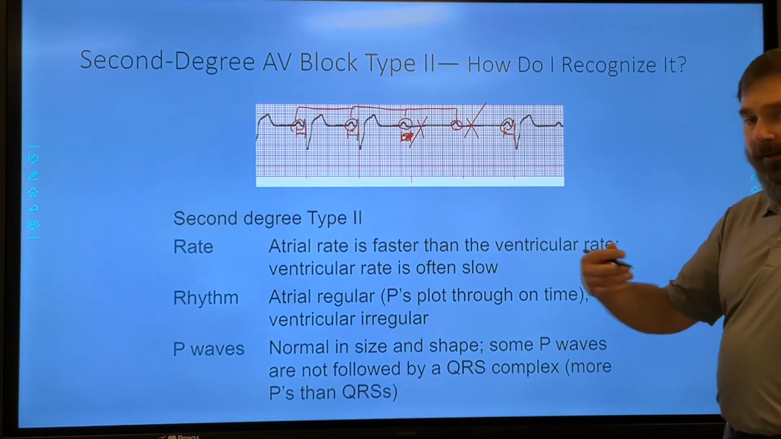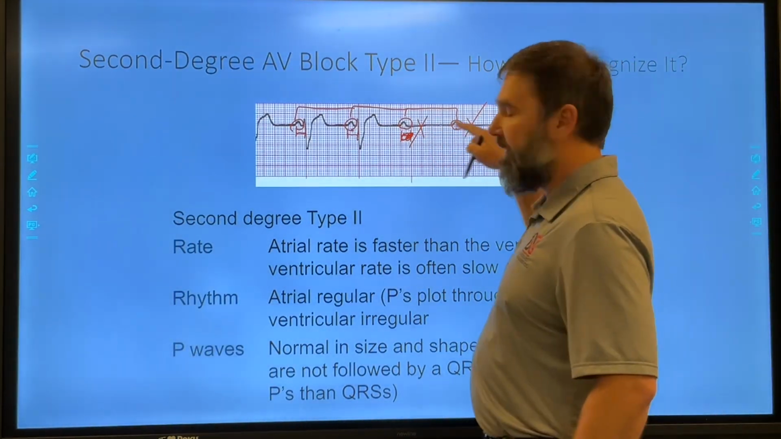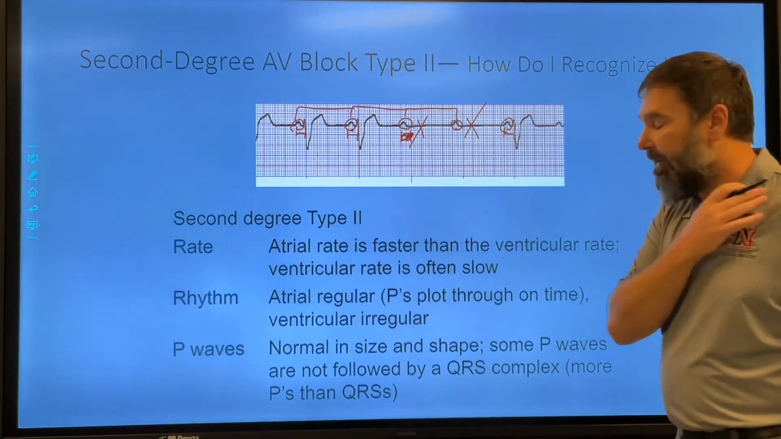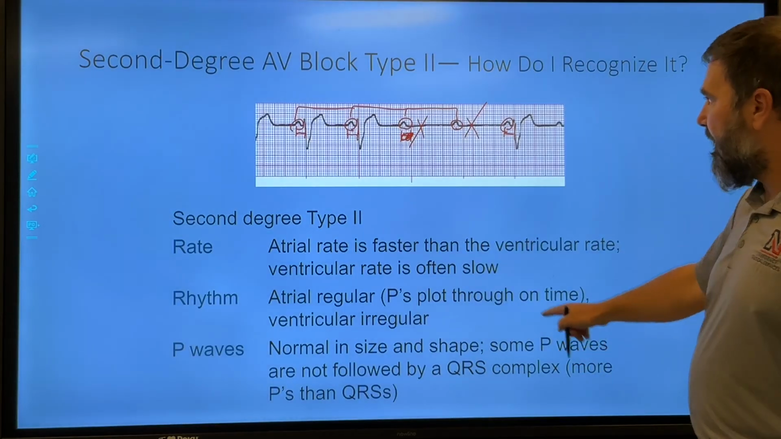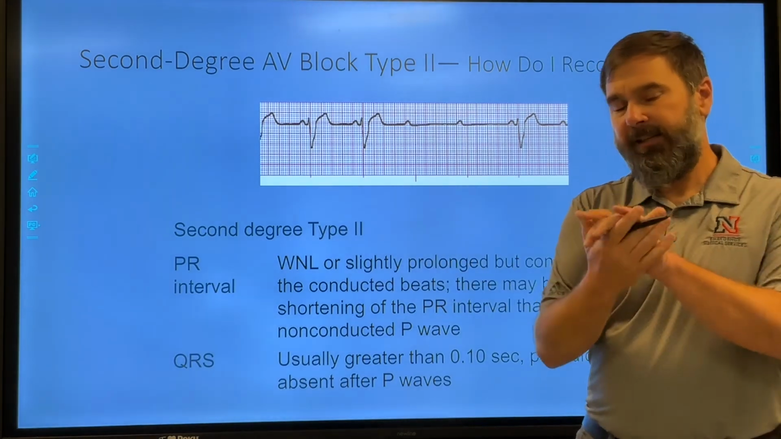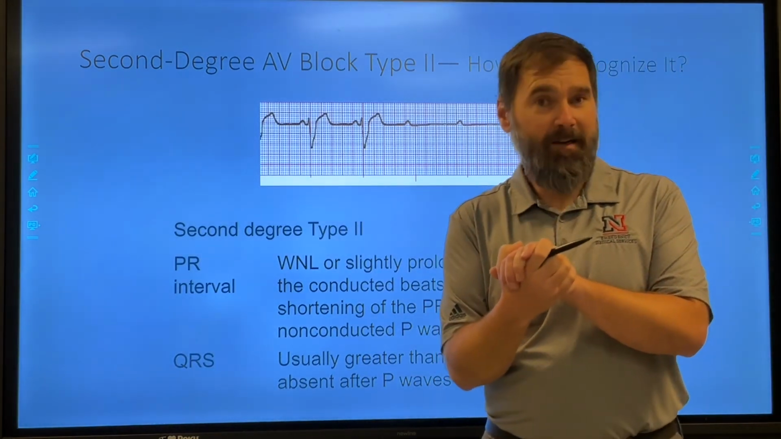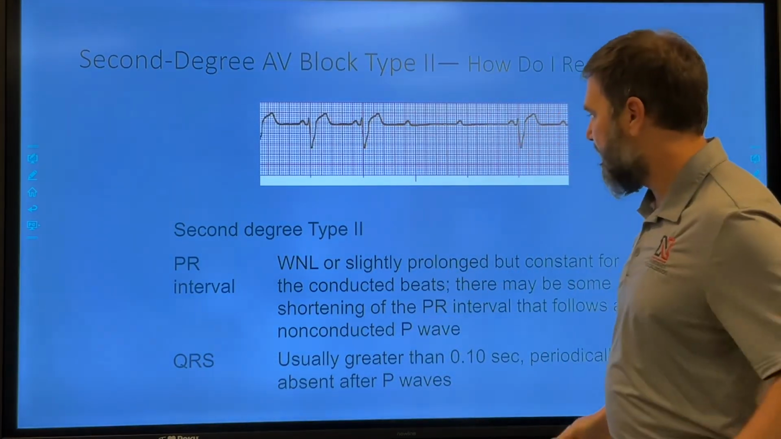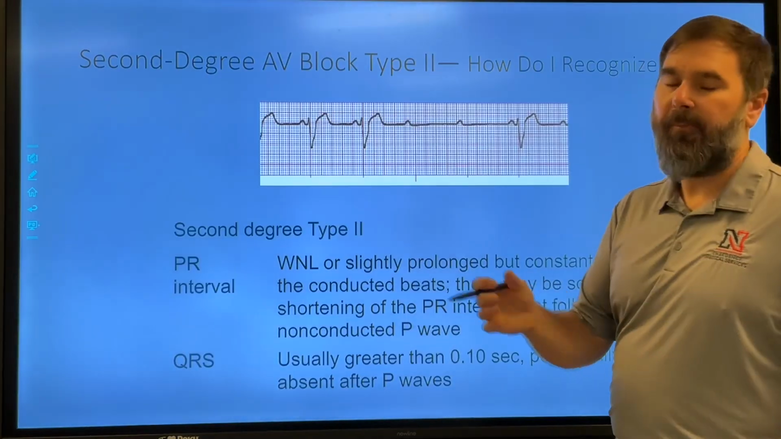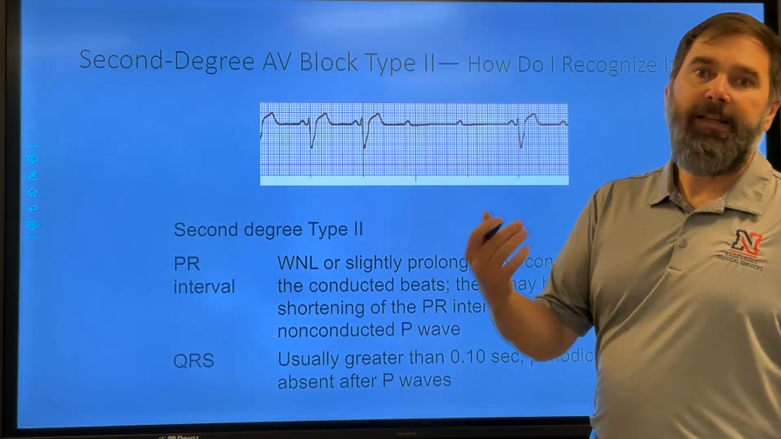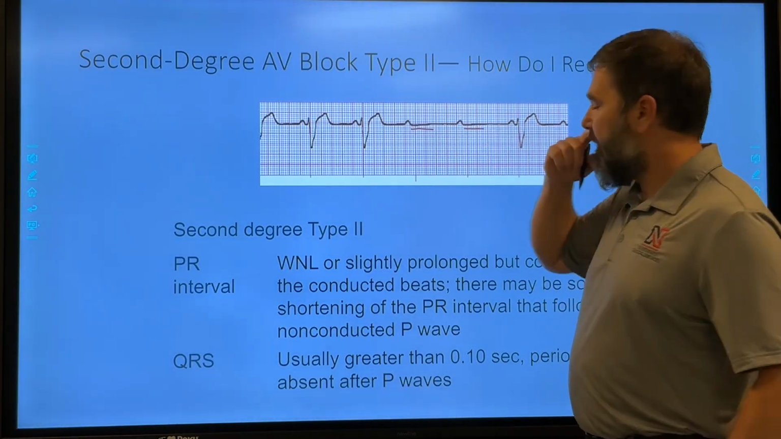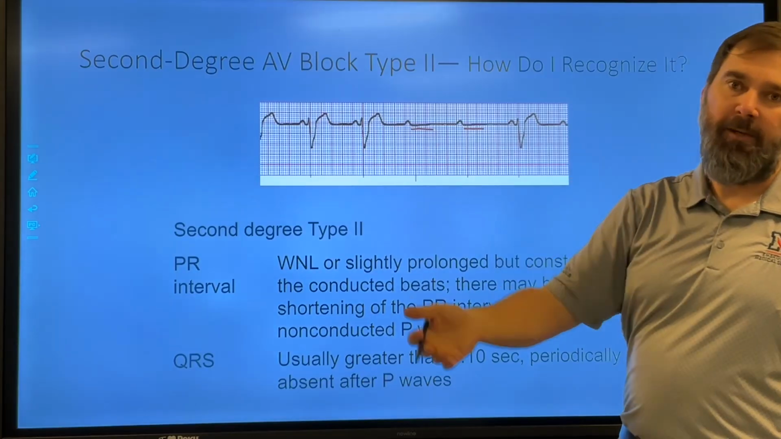P waves are normal in size. They look like sinus P waves, as you can see. They're smooth, rounded, upright, so it tells us it's coming from the SA node. The problem is we have an issue with the PR interval. It's not necessarily the length of the PR interval, because sometimes we just don't have a PR interval when we have a dropped QRS complex. The PR interval is usually within normal limits, maybe a little bit longer depending on how sick the AV node is. But when we do not have a complex that follows a P wave, we have no PR interval.